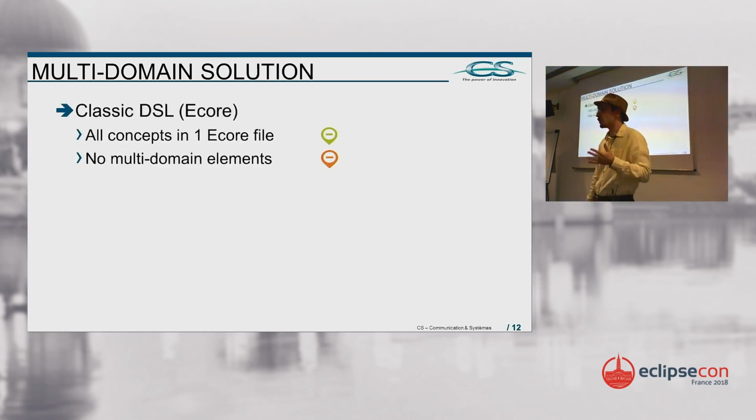So the solution, with a classic DSL approach, with EMF, you have one eCore file in which you store all your concepts. So that's not what we want, that's not modular at all. And you can't have multi-domain elements, which means an element is either instance of one class or another, but not the two at the same time. So this is a trouble for us because we want, for example, a telemetry packet to be instance of XTC telemetry packet and also CADs telemetry packet. So we can't have these multi-class aspects with a classic DSL approach.